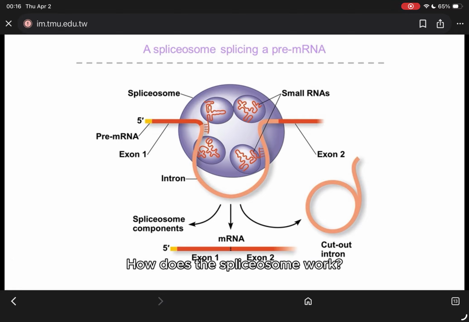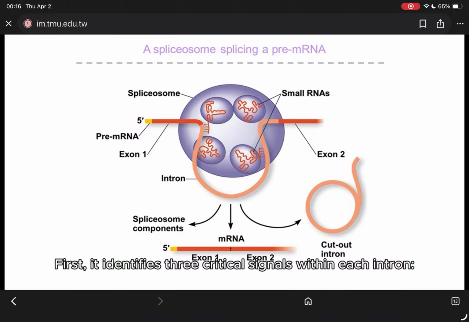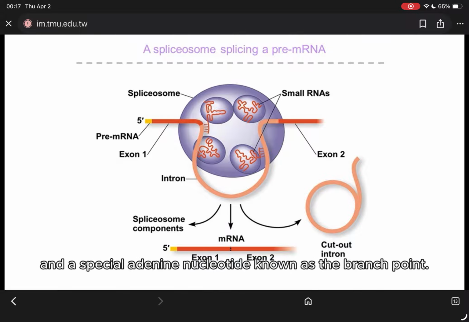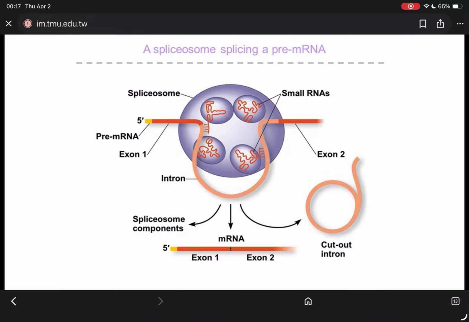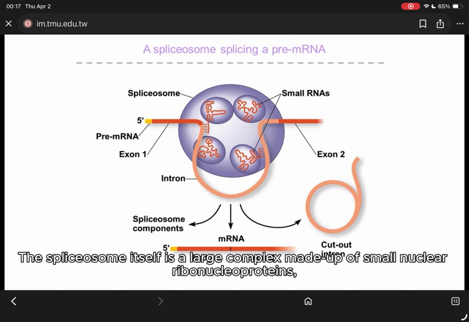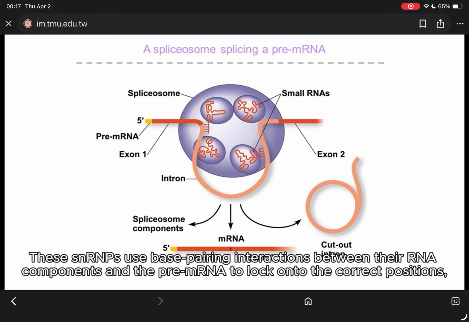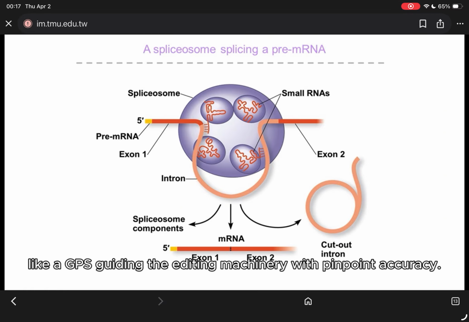How does the spliceosome work? First, it identifies three critical signals within each intron: the 5' splice site at the beginning, the 3' splice site at the end, and a special adenine nucleotide known as the branch point. The spliceosome itself is a large complex made up of small nuclear ribonucleoproteins, snRNPs, pronounced "snurps." These snRNPs use base pairing interactions between their RNA components and the pre-mRNA to lock onto the correct positions, like a GPS guiding the editing machinery with pinpoint accuracy.